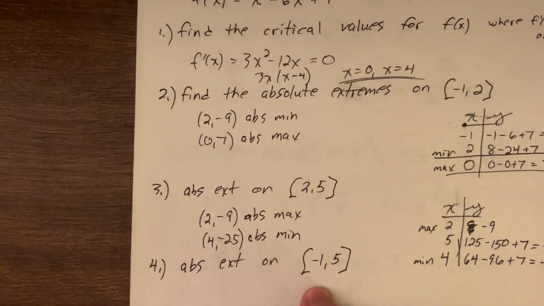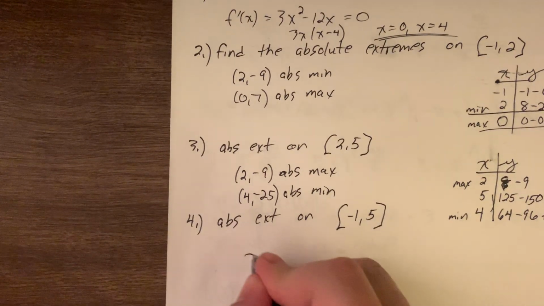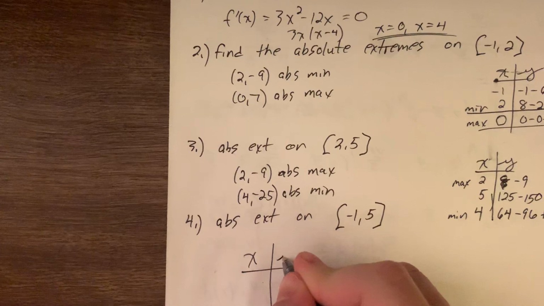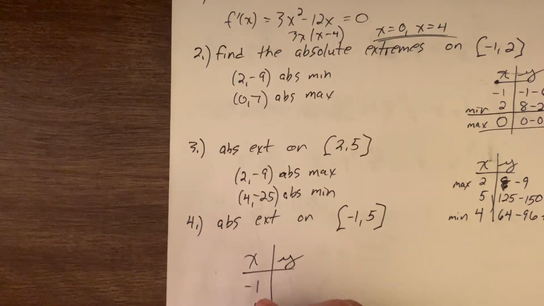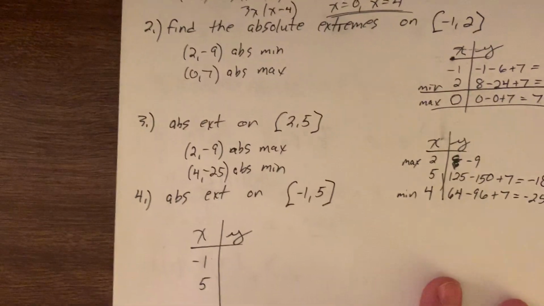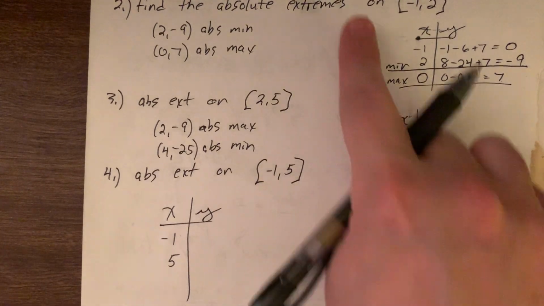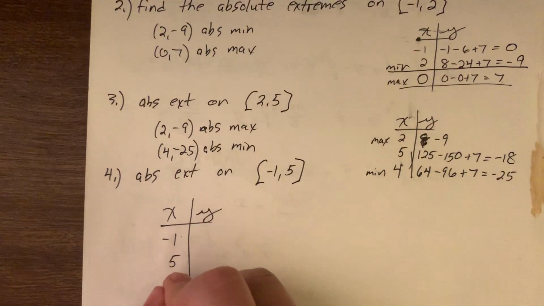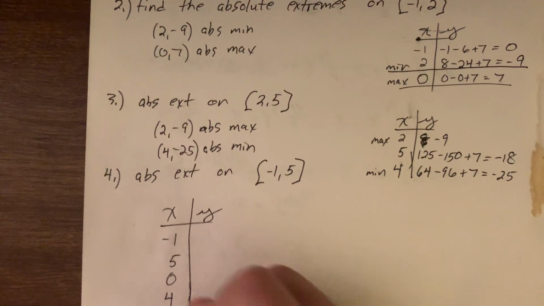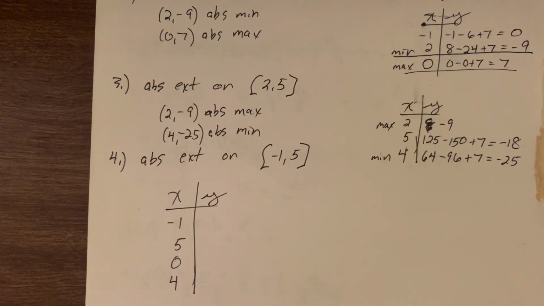And now this last one. Now we're checking from minus 1 to 5. So minus 1 and 5. Now notice 2 is not an important x value. I've got my endpoints, and now 0 and 4 both fall in that interval. So now I have 4 x values to check.